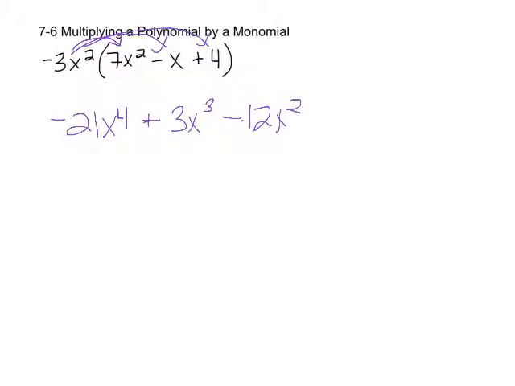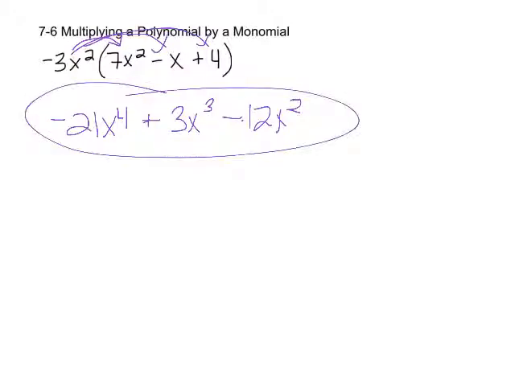And when I finish my answer, I need to make sure that it is in standard form. So I have my highest degree to my lowest degree, and I don't have any like terms to combine. So my final answer is negative 21x to the fourth plus 3x cubed minus 12x squared.